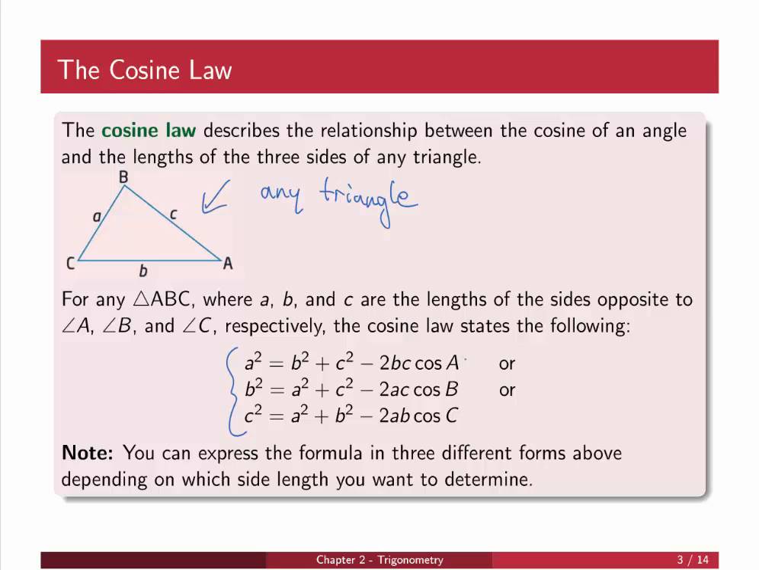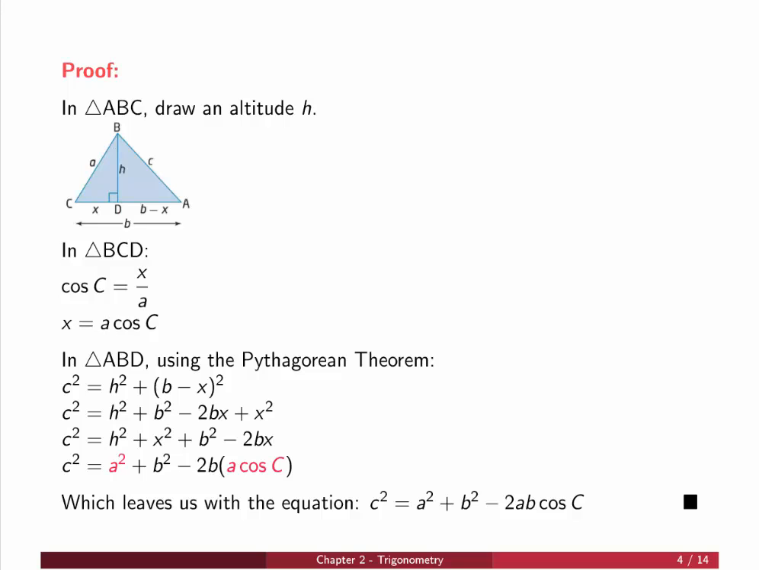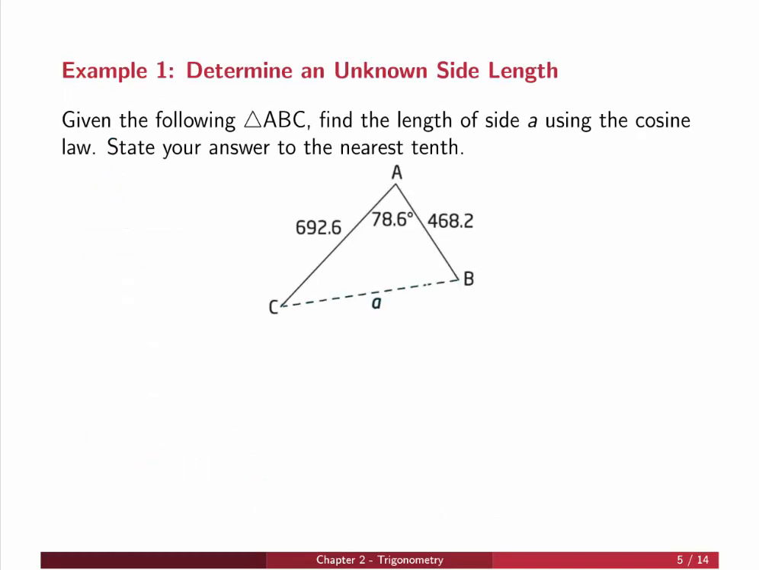The variation of the cosine law that we're going to use will depend on the variables we're looking for. For instance, if we're looking for c, we're going to use this one. If we're looking for a, we're going to use this one. Sometimes we'll be solving for the angles. In that case, you can either rearrange this formula for one of the angles or plug in and solve for it. This is the proof for it. You can take a look at that.